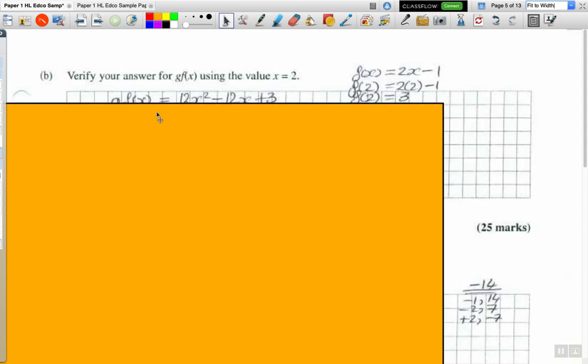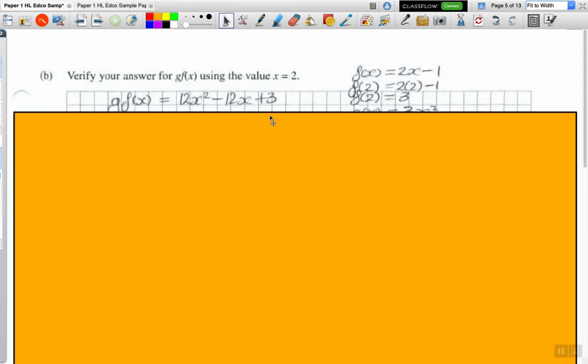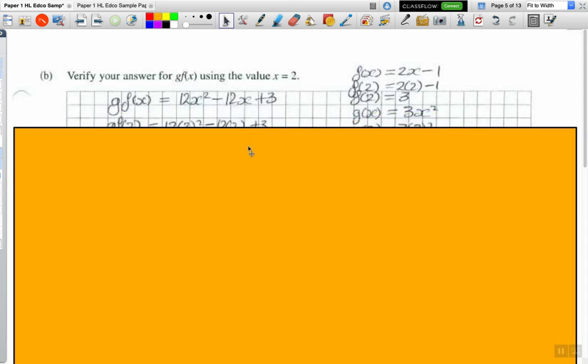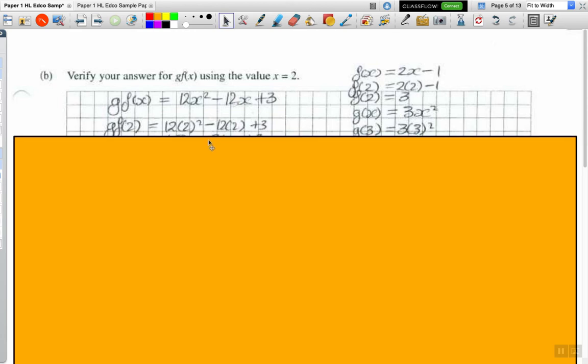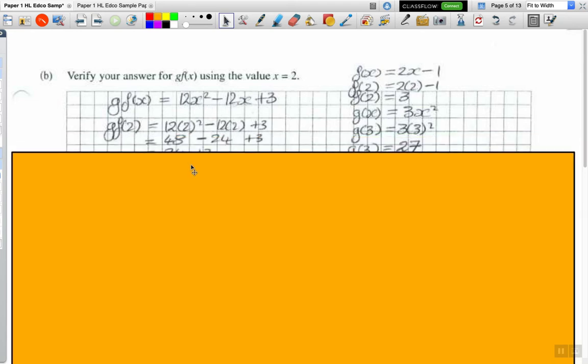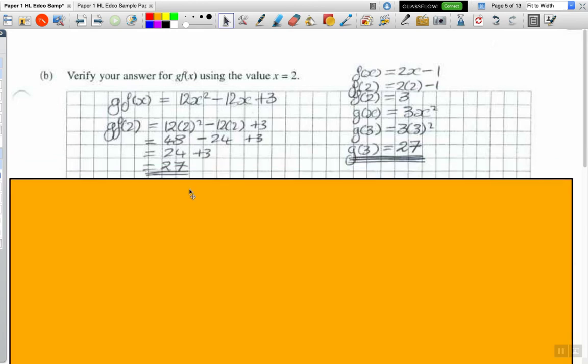Well, here's the answer from the last page, and what we have here is the function. We're then going to be putting x equals 2 in it. So when we go to the next line, you'll see there's a 2 in it. Using the empty bracket method, empty bracket, empty bracket, empty bracket, putting a 2 in, and then reaching for a calculator, working it out and getting 27.